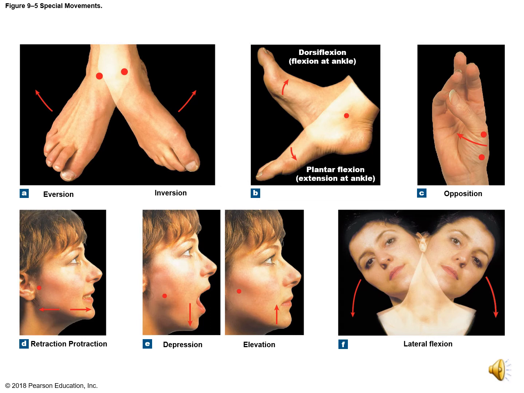Dorsiflexion and plantar flexion are a pair. These refer to the ankle joint. Dorsiflexion is flexion of the ankle joint such that you point the toes upward. Plantar flexion is when you stand on your toes. Opposition is movement of the thumb towards your fingers, allowing for a grasping motion.